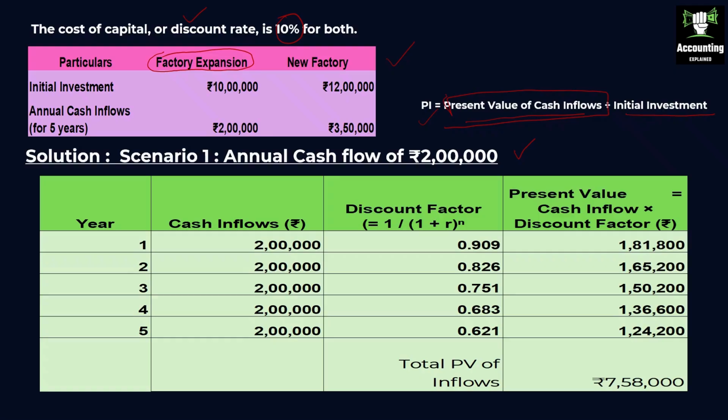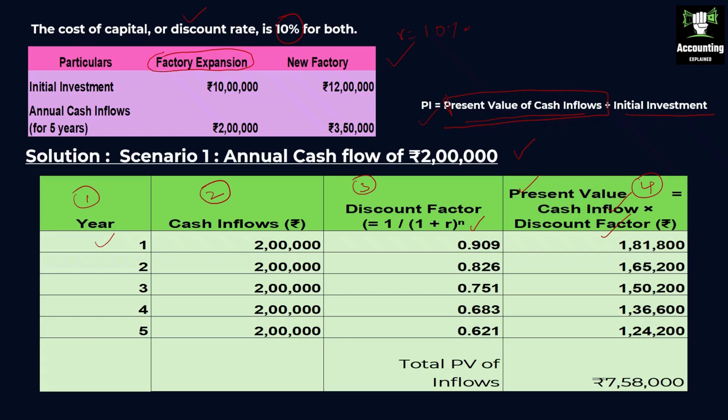For that I have opened a table which has the following columns. First column is year, second column is cash inflows, third column is discount factor. Formula is 1 divided by 1 plus R the whole power n. R is the discount rate which is 10%. And present value formula is cash inflow into discount factor, that is column 2 into column 3.